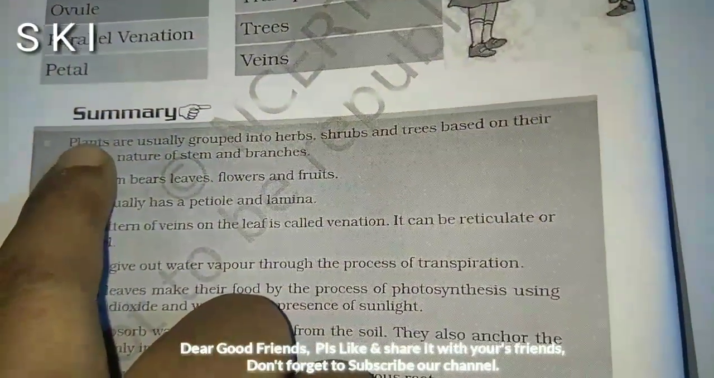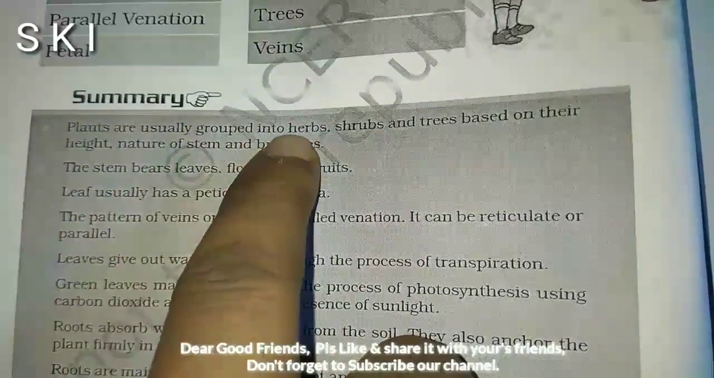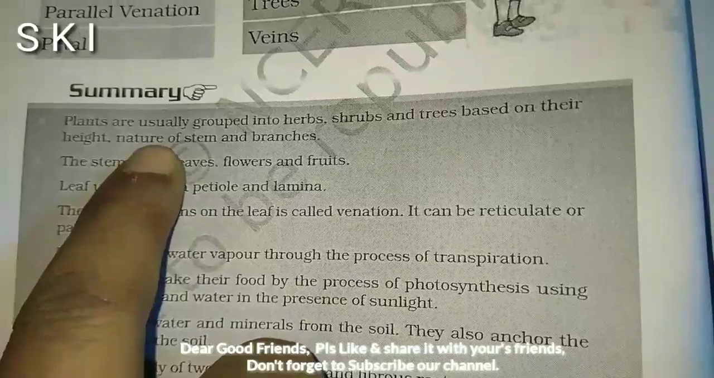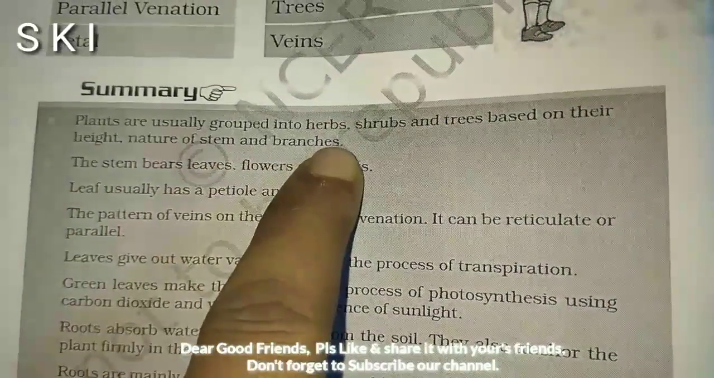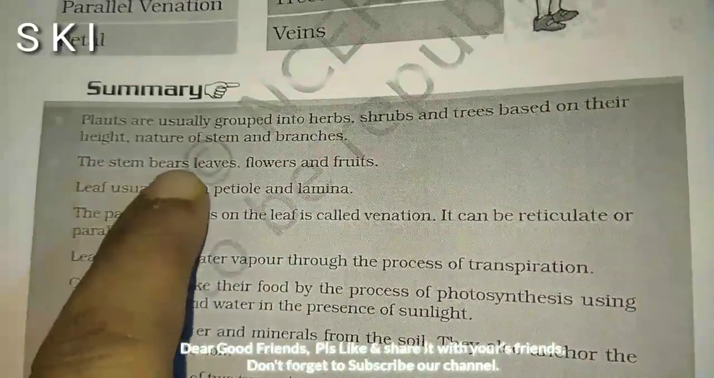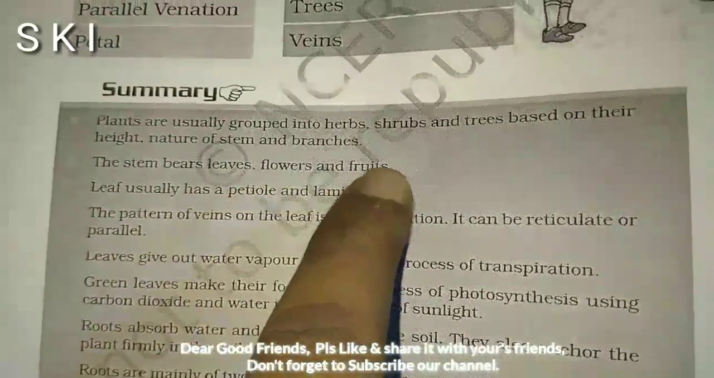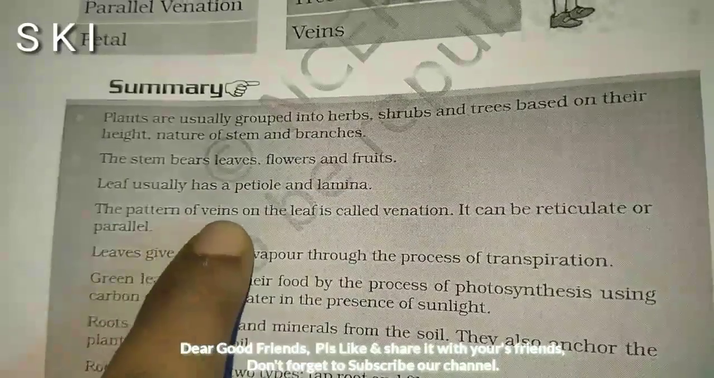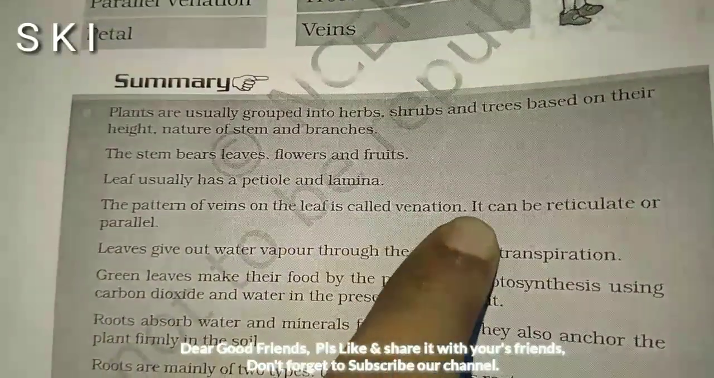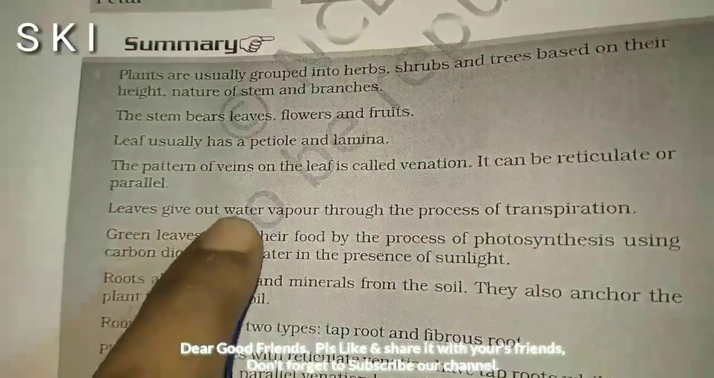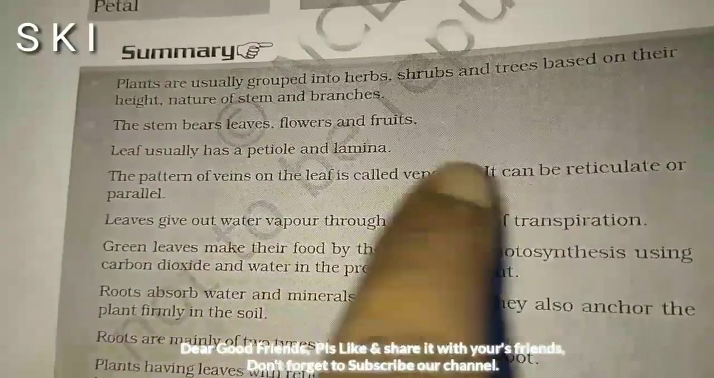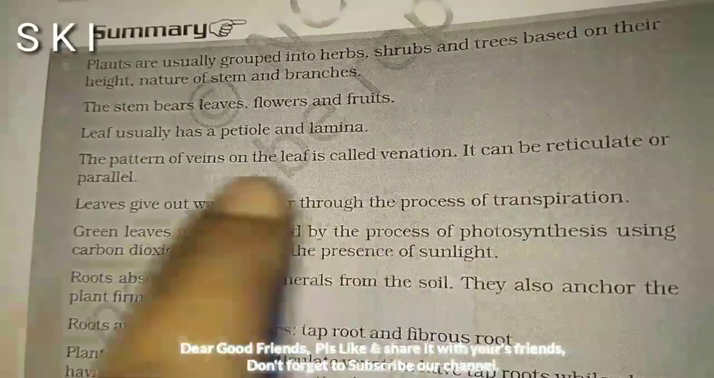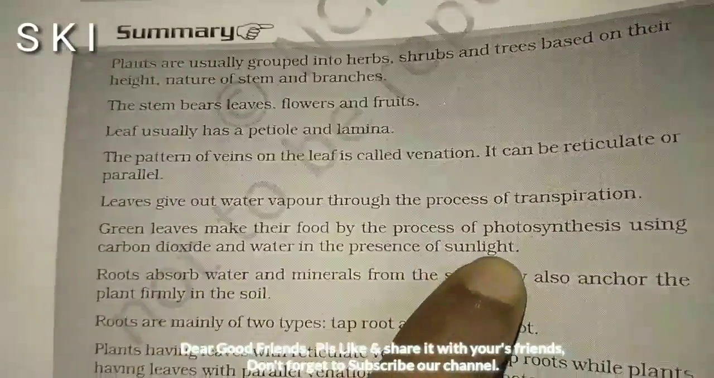Summary: Plants are usually grouped into herbs, shrubs and trees based on their height, nature of the stem and branches. The stem bears leaves, flowers and fruits. A leaf usually has a petiole and lamina. The pattern of veins on the leaf is called venation. It can be reticulate or parallel. Leaves give out water vapor through the process of transpiration. Green leaves make their food by the process of photosynthesis using carbon dioxide and water in the presence of sunlight.